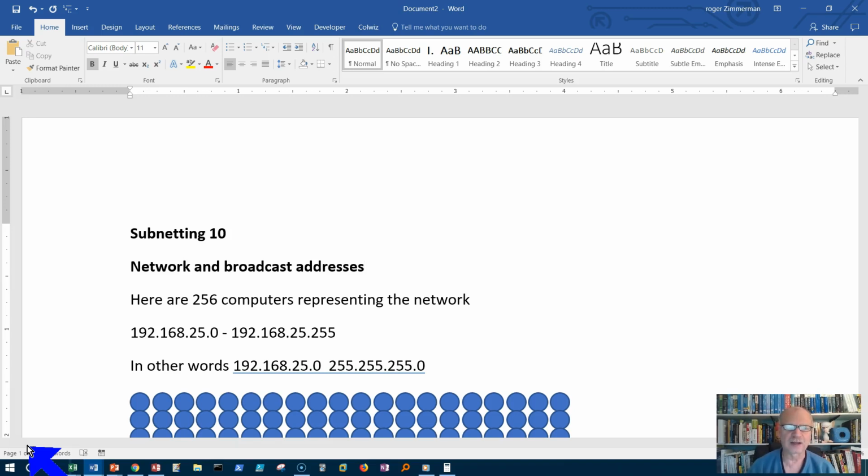So let's talk about this. Network and broadcast addresses. Every network has to use one of the IP addresses on that network as the identifying address for the network. Let's see how that works.